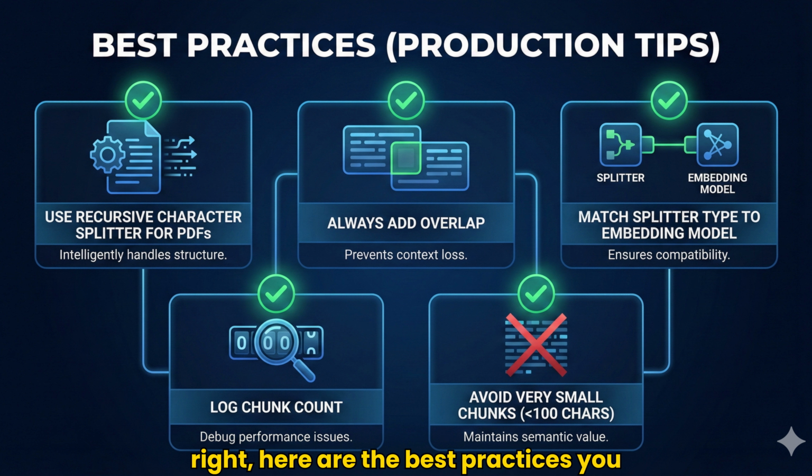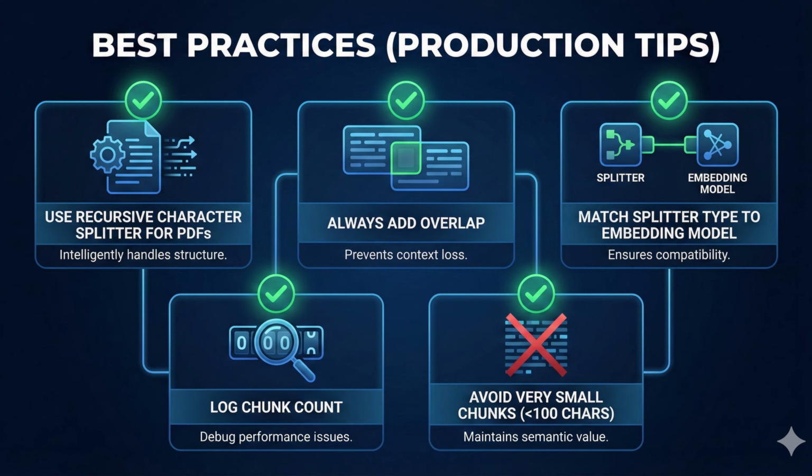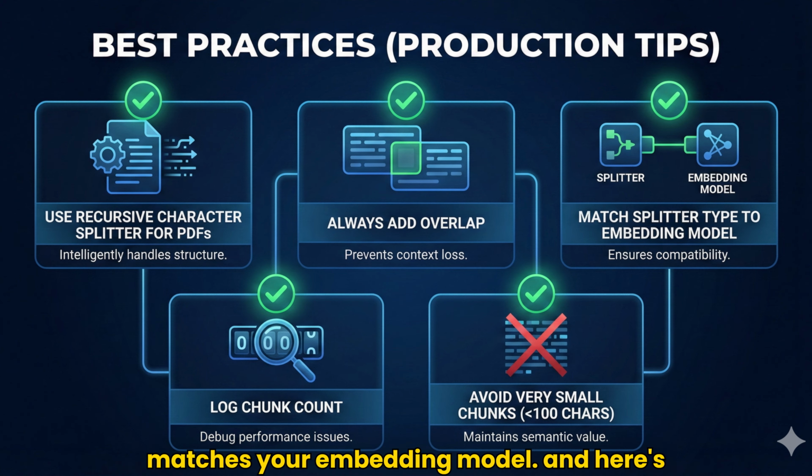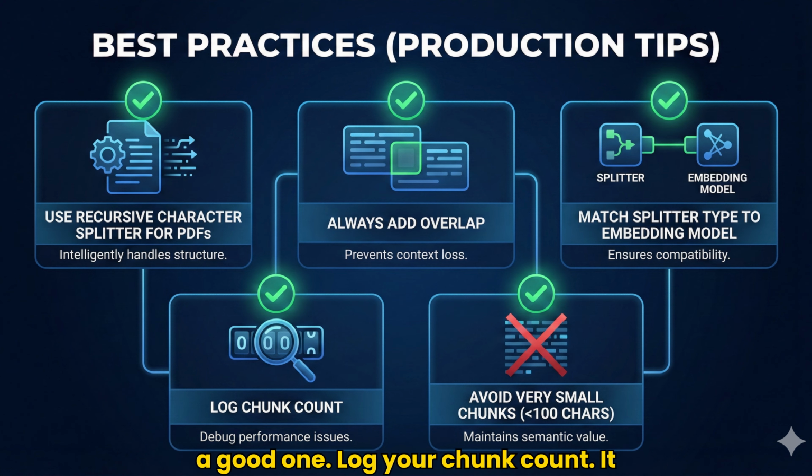All right, here are the best practices you should just burn into your brain. For PDFs, just default to the recursive character splitter. It's your go-to. Always, and I mean always, add some overlap. If you are using a token-based splitter, just double-check that it matches your embedding model. Oh, and here's a good one. Log your chunk count. It makes debugging way easier. And finally, just try to avoid making teeny tiny useless chunks. Anything under 100 characters is probably not helping.